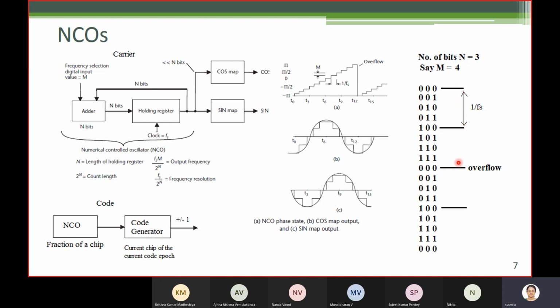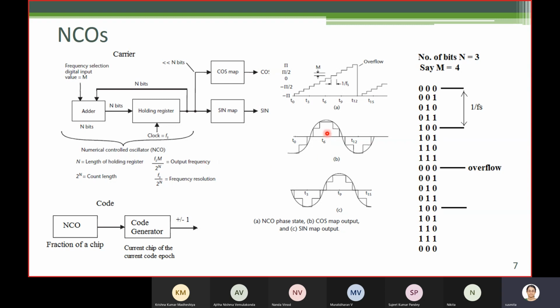The total duration before overflow occurs is 8 by fs. The inverse of that will be fs by 8. So that will be the minimum output frequency. fs by 2 to the power n is the minimum output frequency that you can get from this NCO. This is called the frequency resolution. What will be the maximum output frequency?